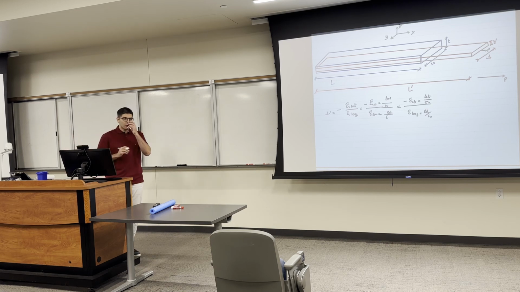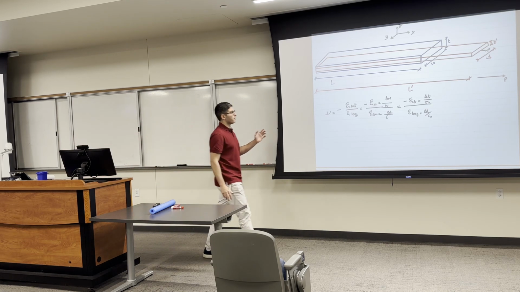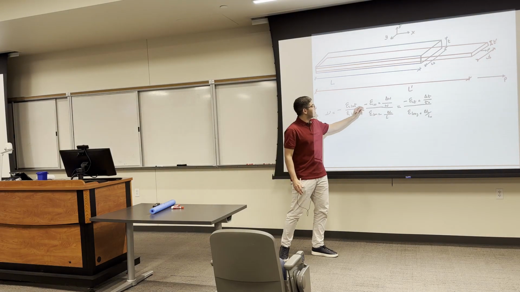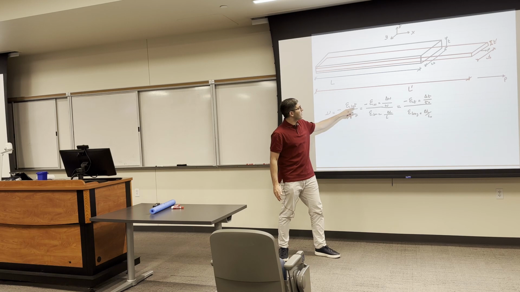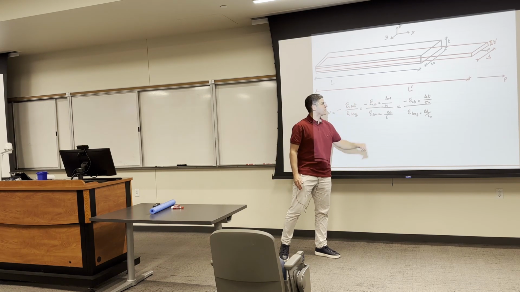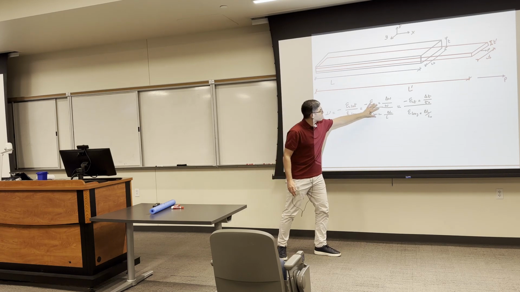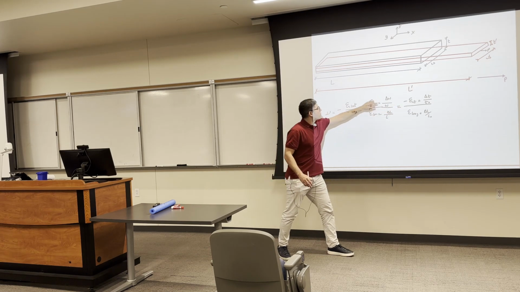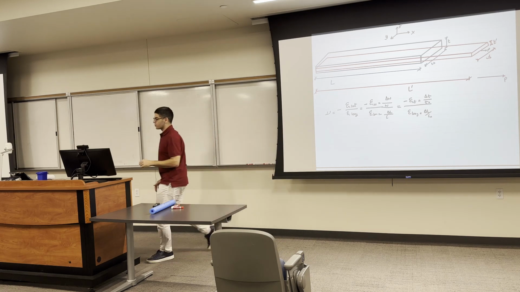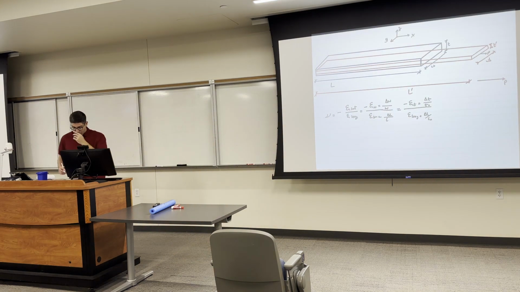So the longitudinal is always in the denominator. In the numerator, it can be either one of the lateral directions, either the width or the thickness. This equation is equal to this equation, and it's all a ratio, and all this ratio is equal to nu, which is Poisson's ratio. Okay, and I will solve an example in a moment.